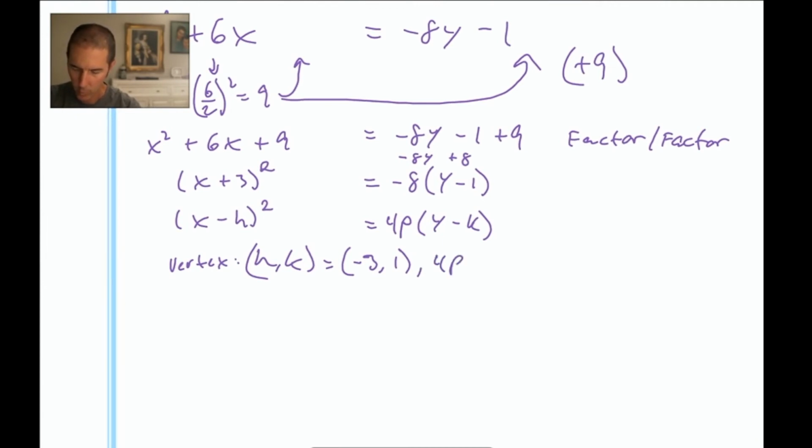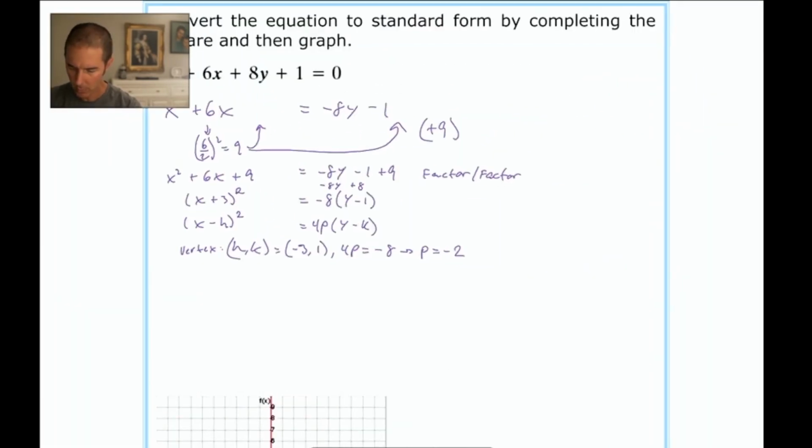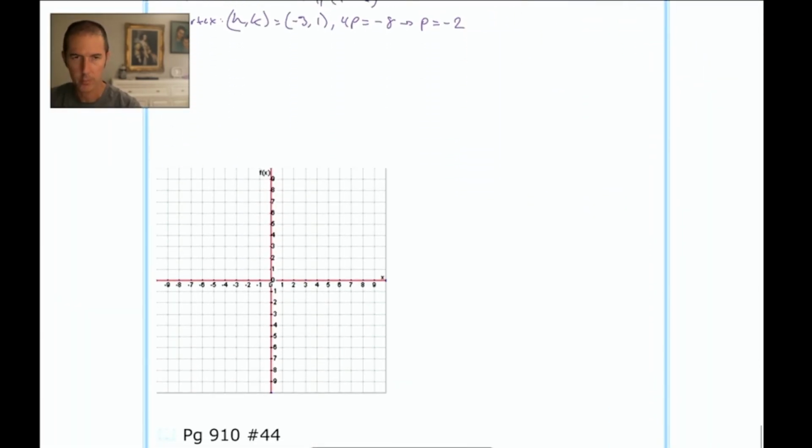4p is equal to negative 8, which means that p is equal to negative 2, or the absolute value of p is equal to positive 2, which is what I'm going to be using. So let's see, are we given a graph here? Yep, we are. There's some graph paper for us. Our vertex is at negative 3, 1, so I will plot a point at negative 3 and then up 1.